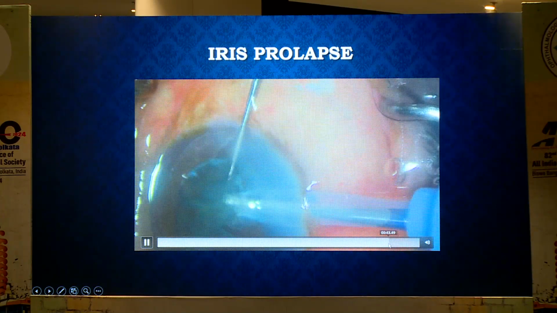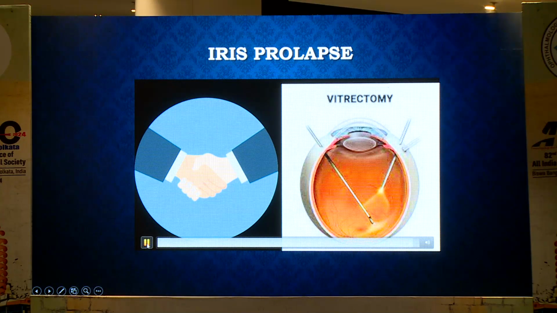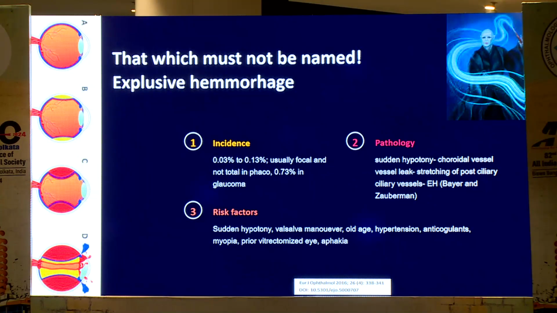However, sometimes we might want to take help from the VR team and decompress from behind, doing a minimal core vitrectomy before proceeding with the phacoemulsification. So the most dreaded complication happens to be the expulsive hemorrhage, which is why we all fear the IOP spike.